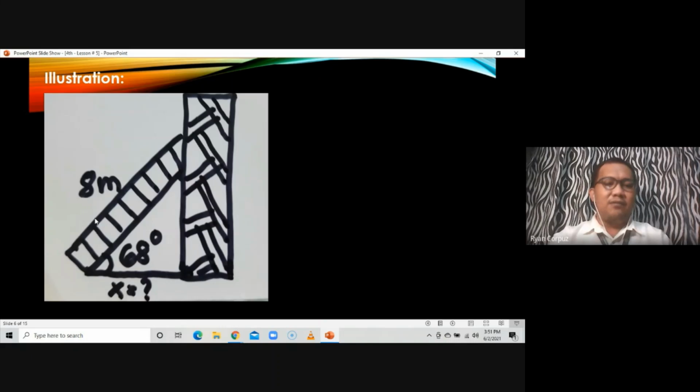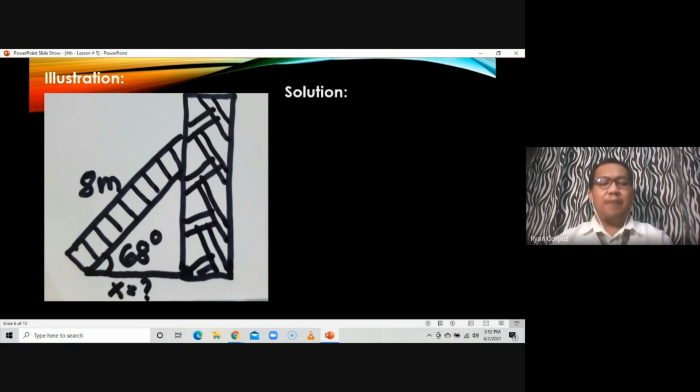How about this side, the ladder? This is what we call the hypotenuse. So it's about adjacent and hypotenuse. Which trigonometric ratio uses adjacent over hypotenuse? That function is what we call cosine. So in order for us to solve the problem, what we need to do is apply the trigonometric ratio for cosine. What is that? Cosine is equal to adjacent over hypotenuse.